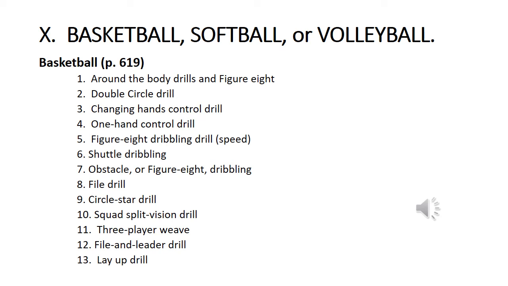with your typed activities. On page 622, that's where I see the circle star drill, because that's a passing drill. Squad split vision drill. Yes, that's a passing drill. What else? 3-player weave, the figure 8. That's a passing drill. File and leader drill is under shooting drills, and the layup drill.